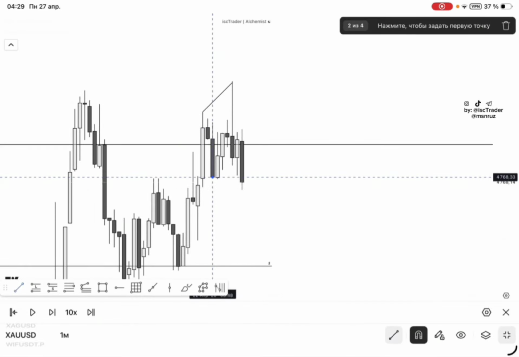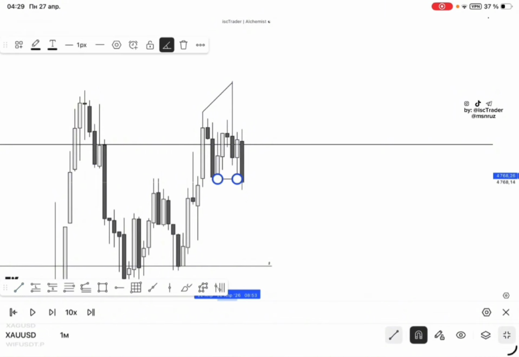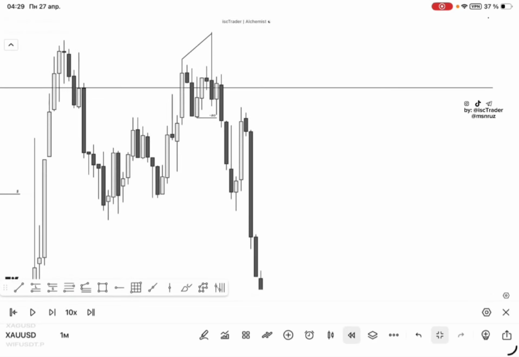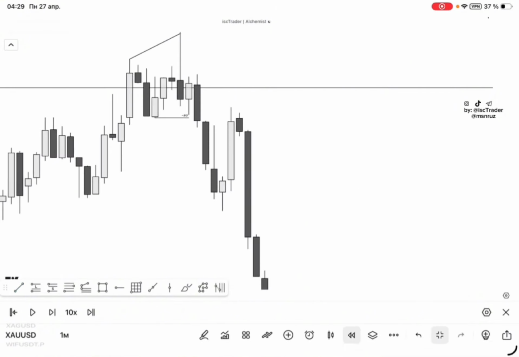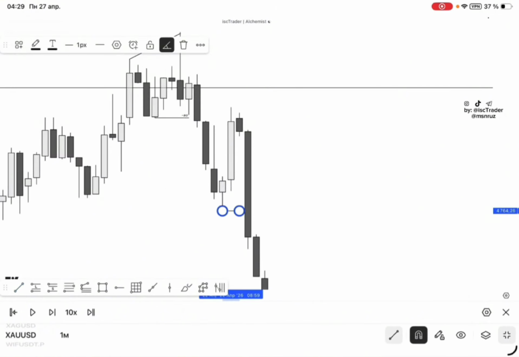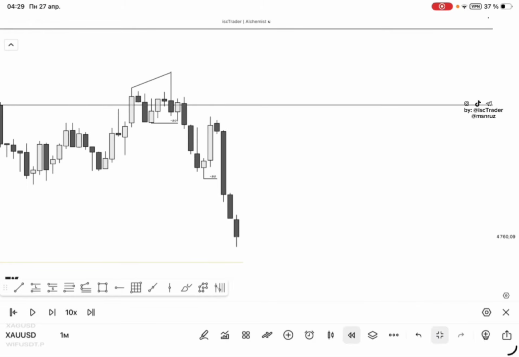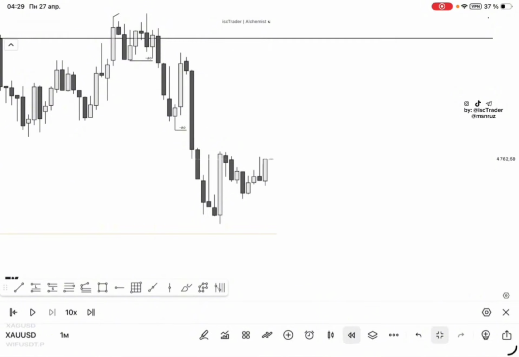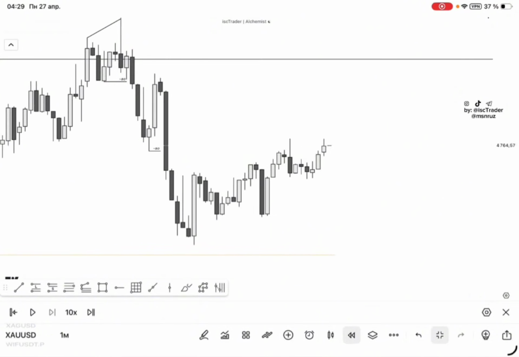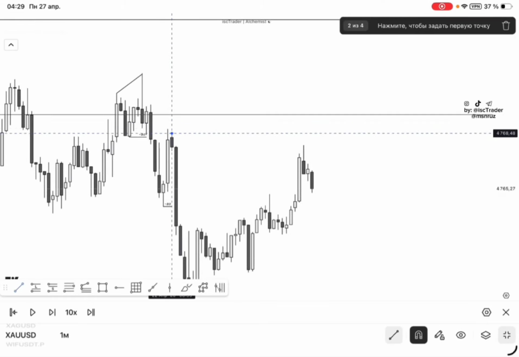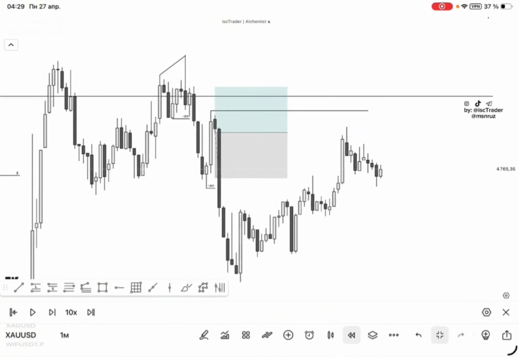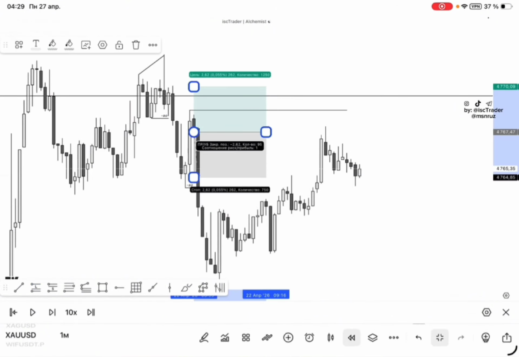Liquidity sweep. Breakout. And the second breakout. And inducement. We need to wait for it to sweep the inducement. Okay, inducement. Or valid order block.